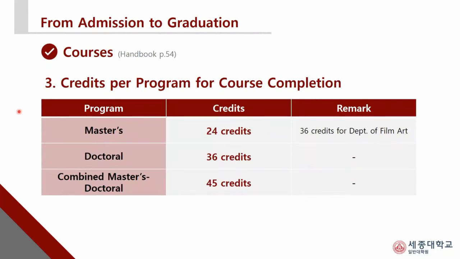Next are the number of credits per program for course completion. For the master's program, you need to acquire 24 credits. For the doctoral program, 36 credits. And for the combined master's doctoral program, you need 45 credits. And as an exception, students in the Department of Film Art need 36 credits for course completion.